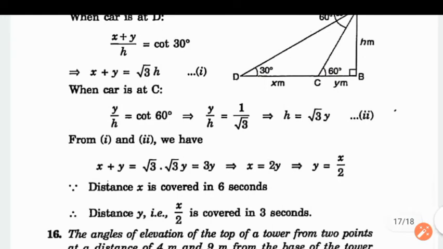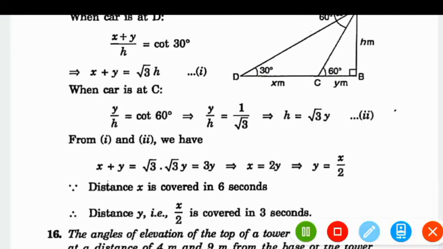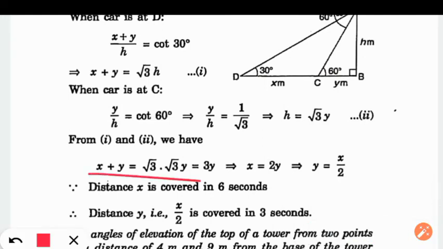See, from equation 1 and 2 we have this root 3 into root 3 is 3. So, 3y, y one side. So, x is equal to 2y, and then we are required to find y, right. Time taken to travel y, that is what the question we have. So, y is equal to x by 2.